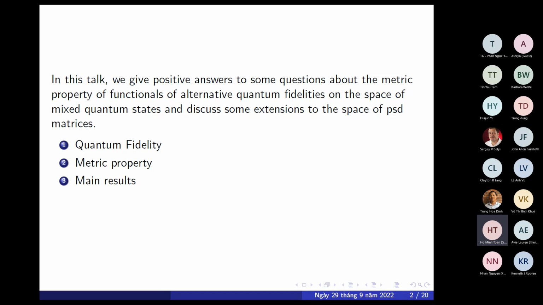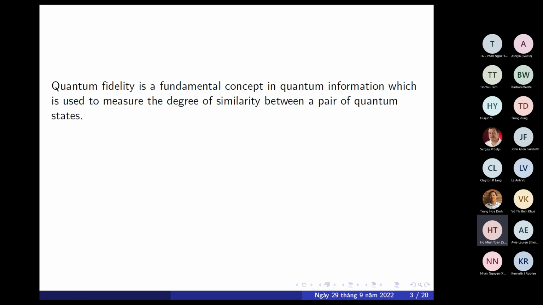Okay, so in this talk, we will discuss the quantum fidelity. The original definition of the fidelity is by Uhlmann. Then we are interested in the metric property of the functional first induced by fidelity in general. And lastly we state the main result about when the functional induced by fidelity is a metric on the quantum space, and also we study the metric property of the function on the space of positive definite matrices.